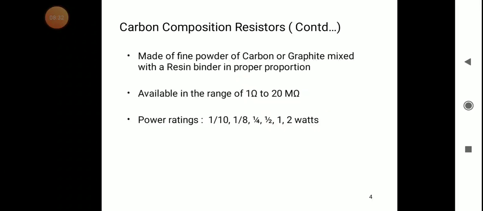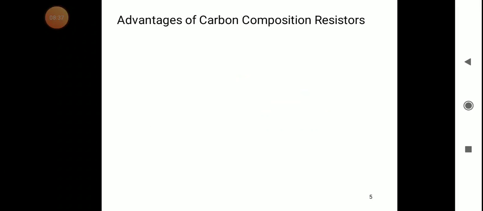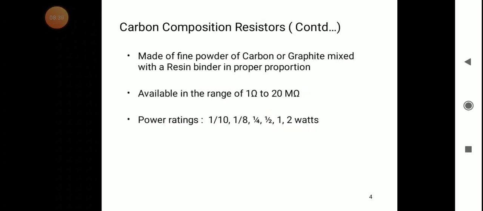Carbon composition resistors are made of fine powder of carbon or graphite mixed with a resin binder in proper proportion. That's why it is called a carbon composition resistor. It is available in the range of 1 ohm to 20 mega ohm.